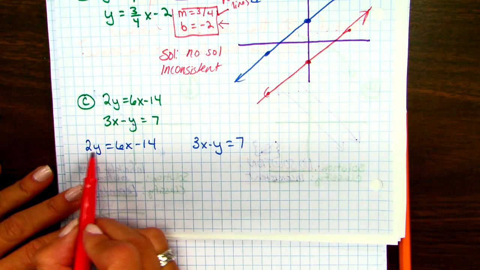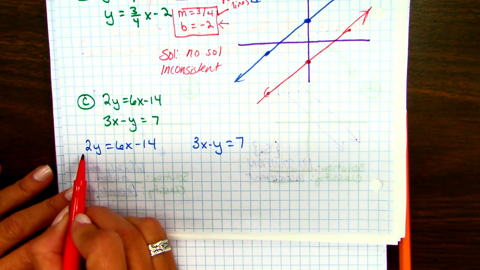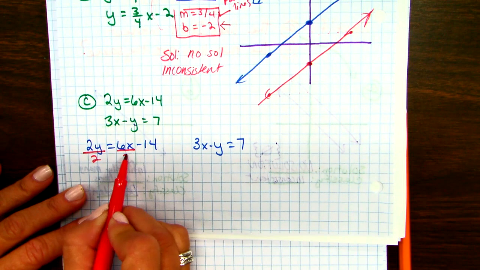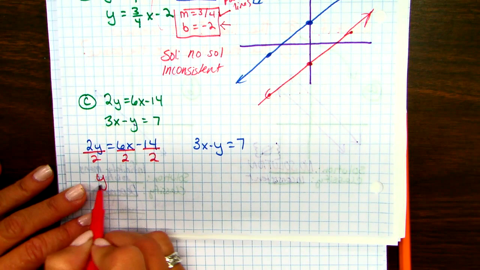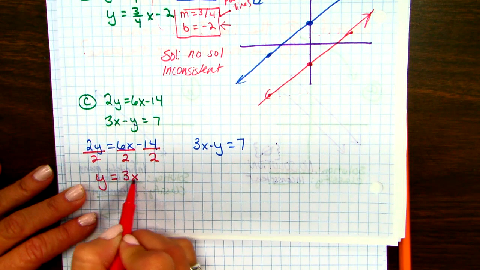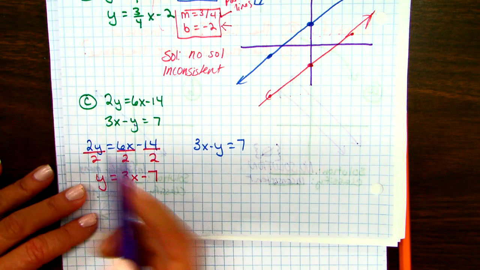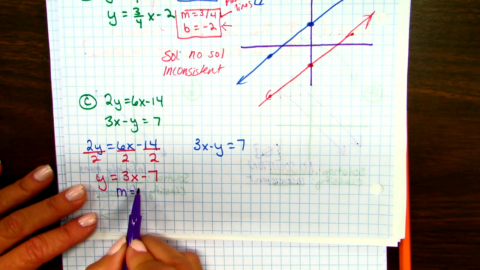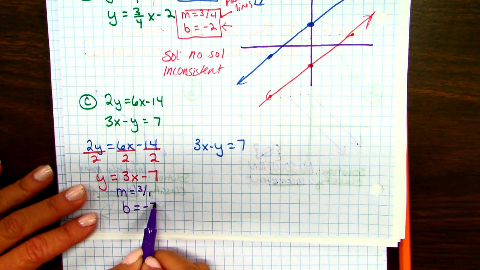What's the first step in this first one? What would I do? Divide all of them by 2. And I get y equals 3x minus 7. I have a slope of 3 over 1, a b of negative 7.